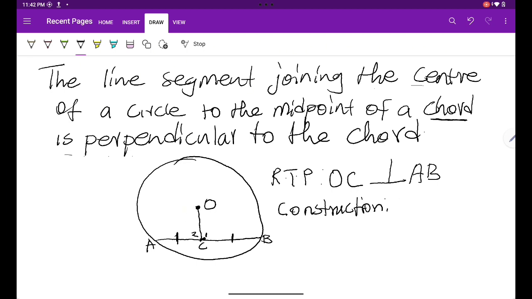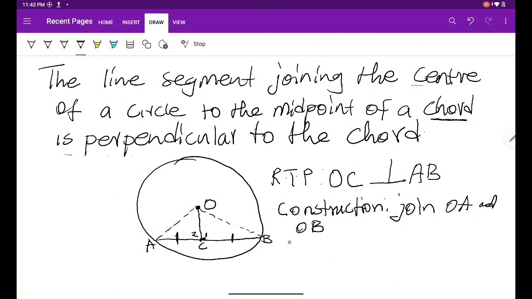Okay, let's write it down. We want to join OA, and also OB. So let's do it that way. Either we make use of a dotted line, or we can change and make it a color so that we know that this was not originally there. So we join OA and OB, so that now if you check, we have two triangles.